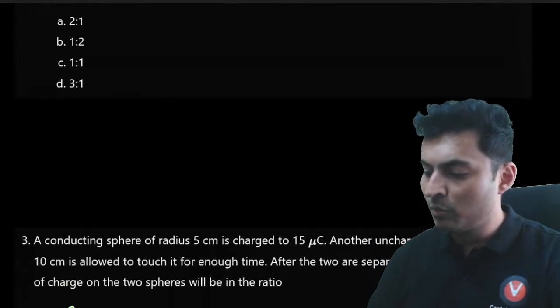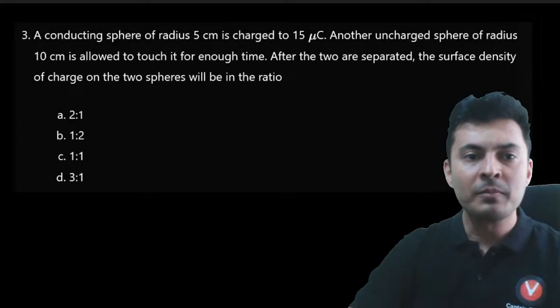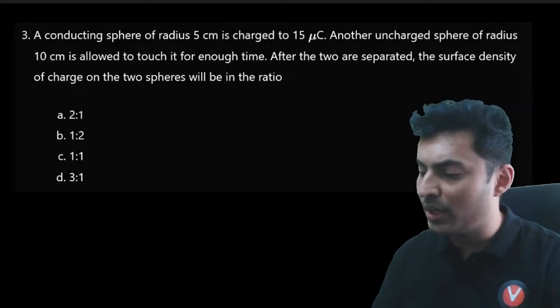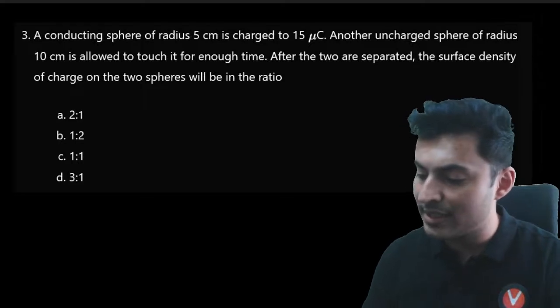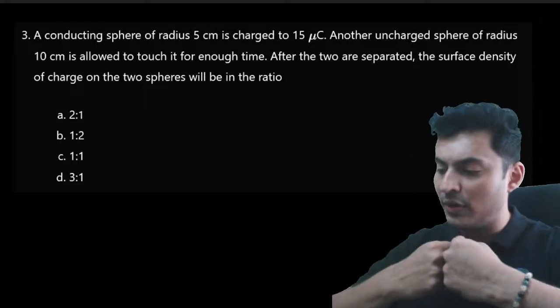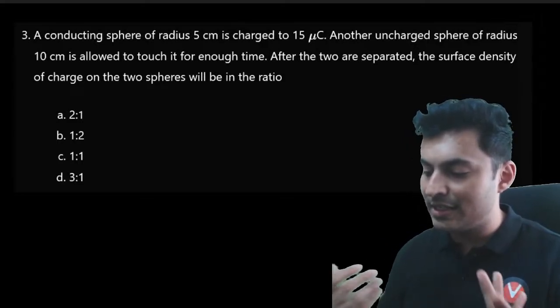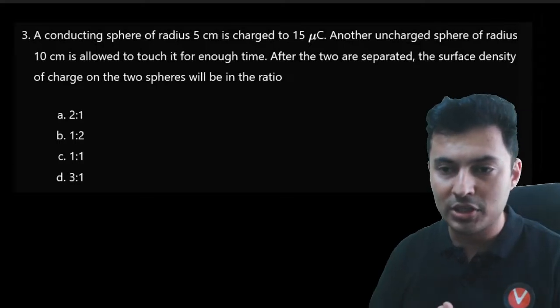Moving on to the next question. A conducting sphere is charged to 15 microcoulomb. Another uncharged sphere of radius 10 centimeter is allowed to touch it for enough time, and after 2 hours is separated. The surface charge density on both the spheres will be in what ratio?